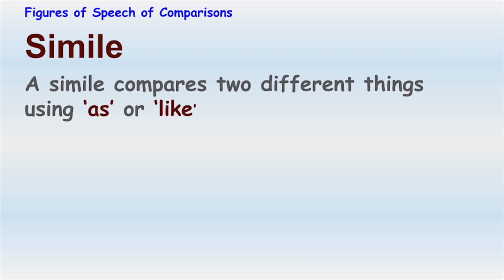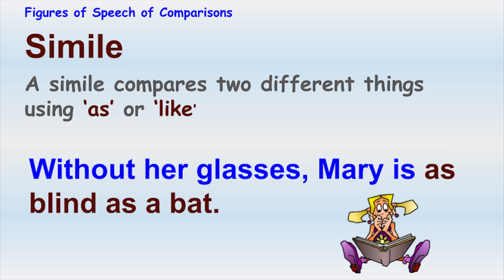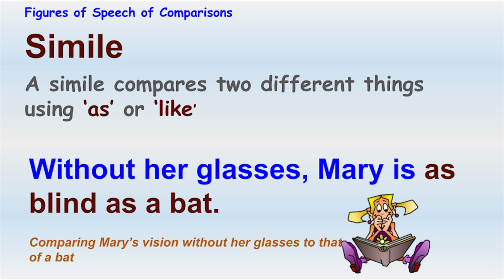A simile compares two different things using as or like. Examples are: without her glasses, Mary is as blind as a bat. As blind as a bat is a figure of speech. This sentence uses a simile to compare Mary's vision without her glasses to the vision of a bat, which is commonly perceived as poor. The phrase, as blind as a bat, emphasizes how significantly impaired Mary's ability to see is without her glasses.